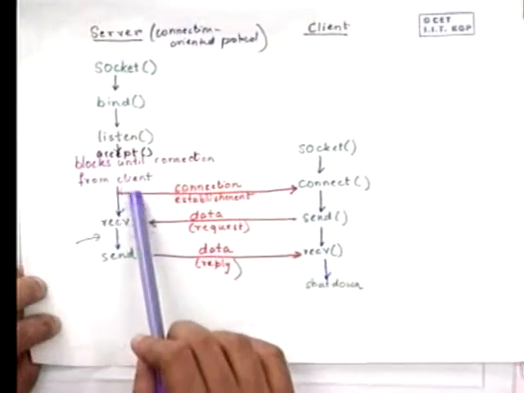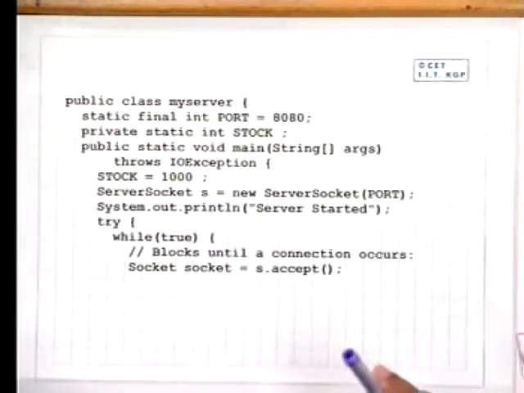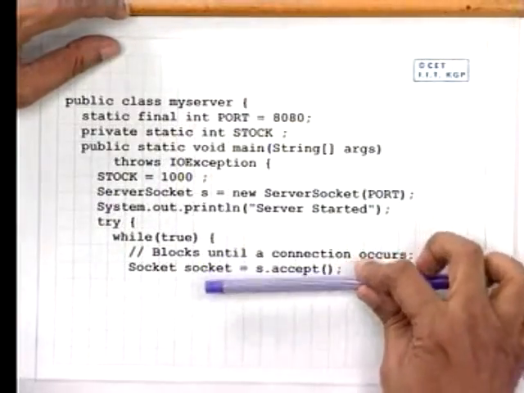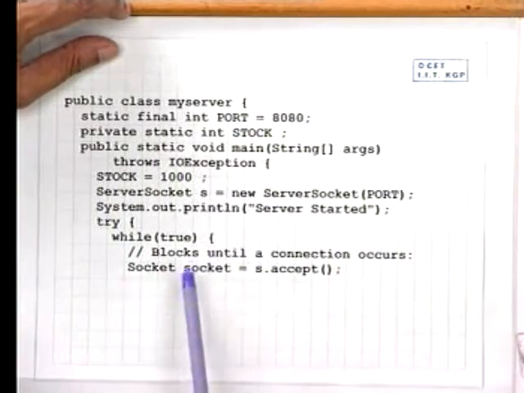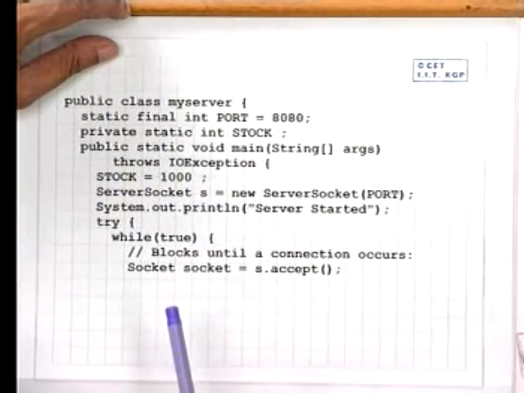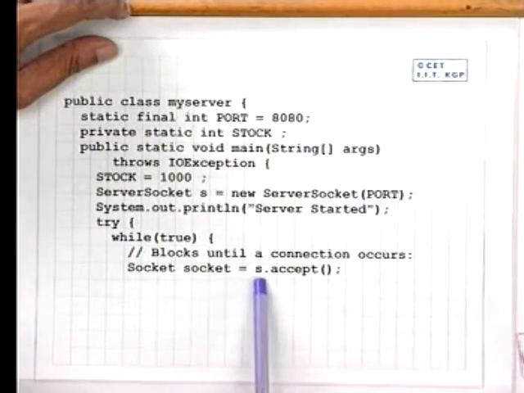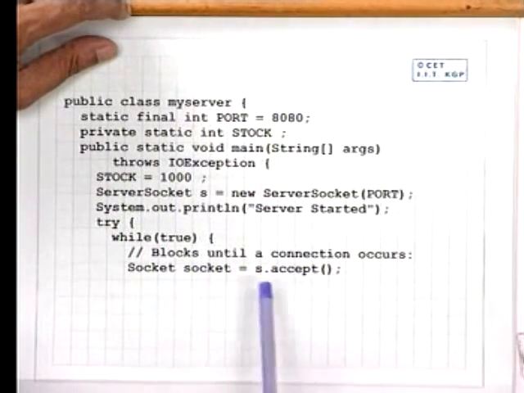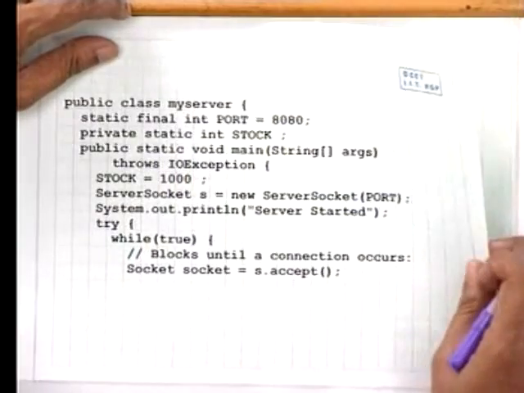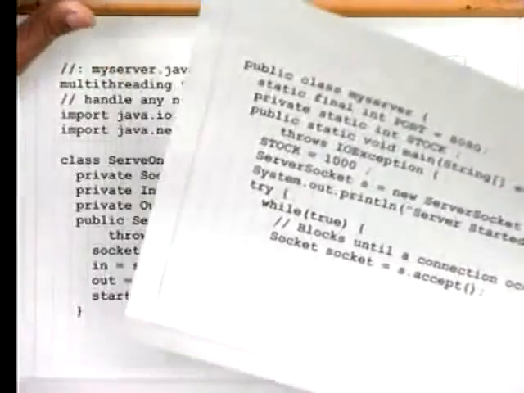After that, it will use an accept call. As we have mentioned, whenever it issues an accept call, the server will be blocked until a client makes a request. So we say socket S accept. This blocks until a connection occurs on the socket to which the server was connected, the server socket.